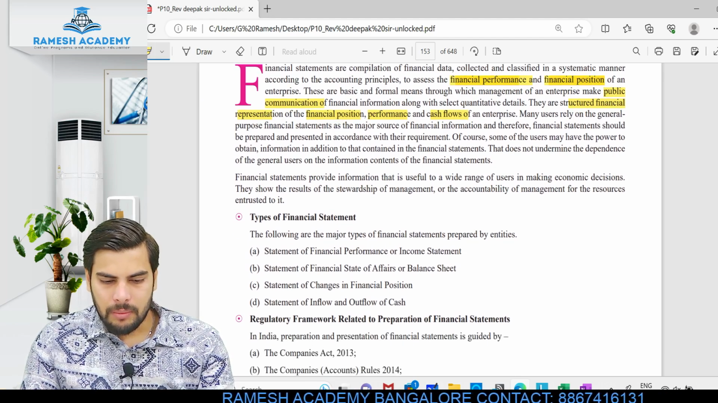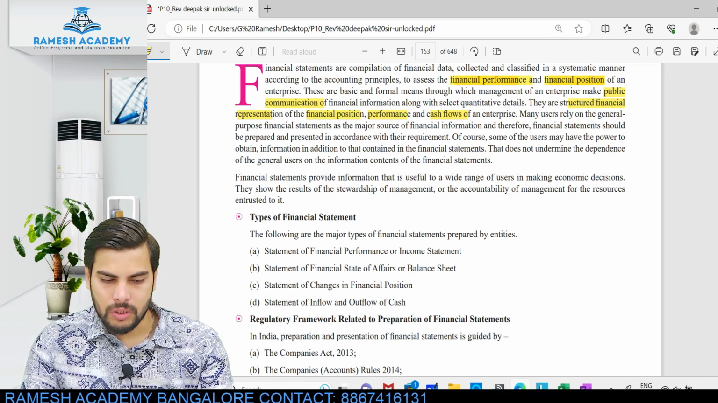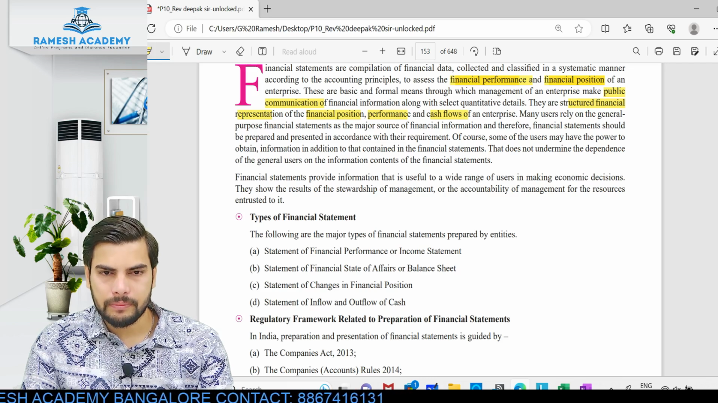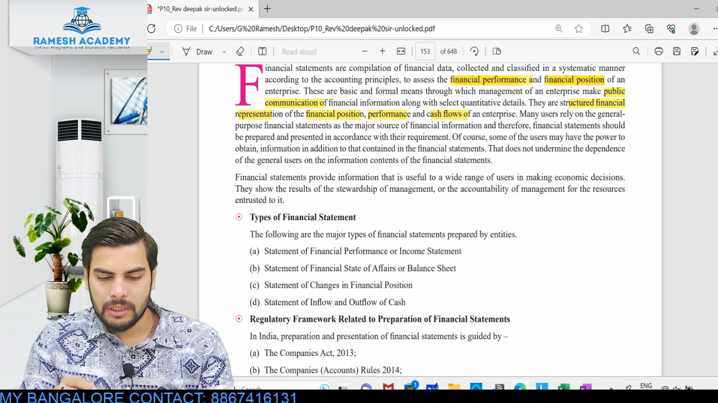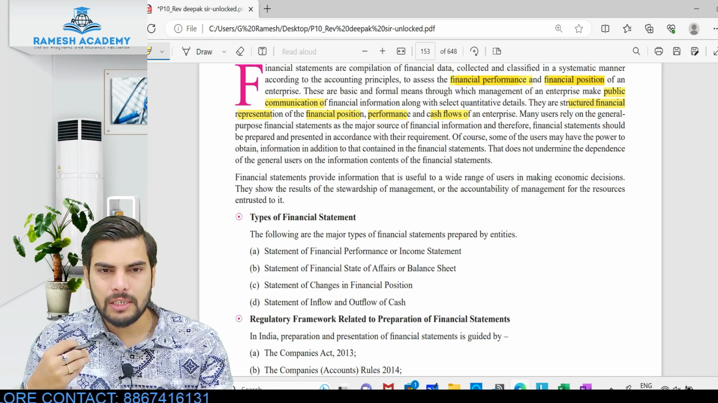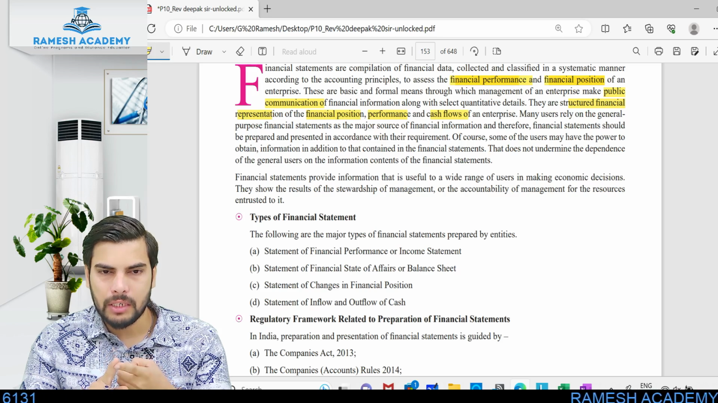So financial statements provide information that is useful to a wide range of users in making economic decisions. They show the results of stewardship of management or accountability of the management for the resources entrusted to it. Okay, so look at this. Financial statements provide information that is useful to a wide range of users. When it comes to users of financial statements, a lot of users will be involved. It can be the government. Okay, for the purpose of taxes, the government will be interested in financial statements or financial information.